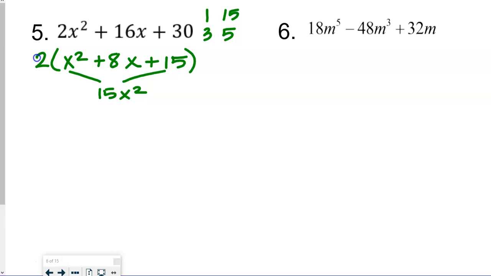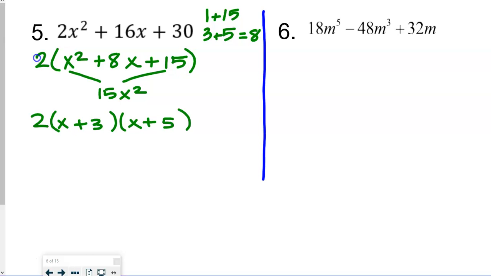Everything's positive, so we know we're going to add these. And we can see right here that this is our factor, right? So here again, we're going to leave our 2 out front. We're going to create our sets of parentheses. We're going to put x here and x here. And we're going to put our two factors, plus 3 and plus 5. Okay, the next one.